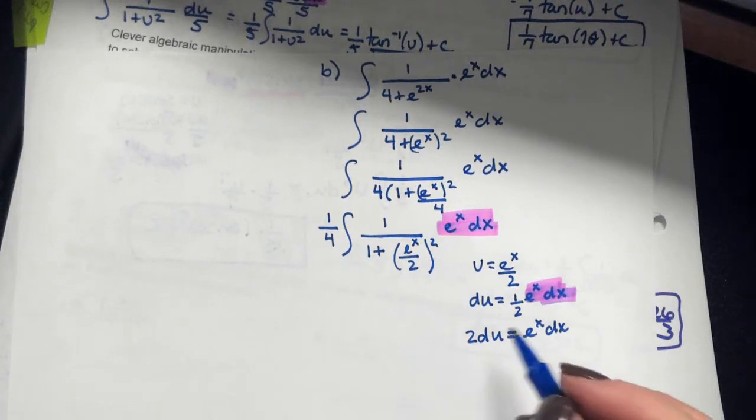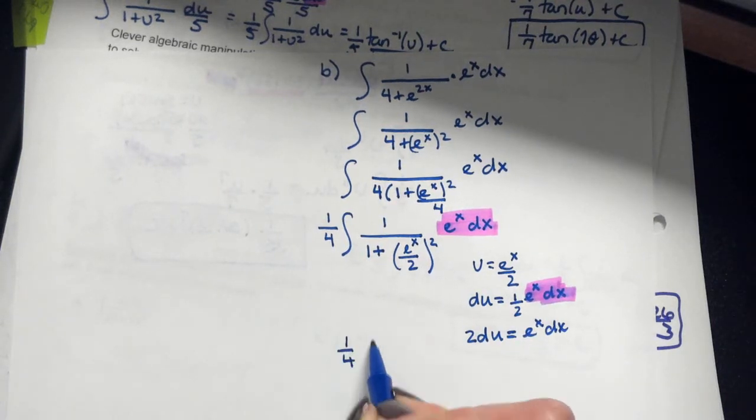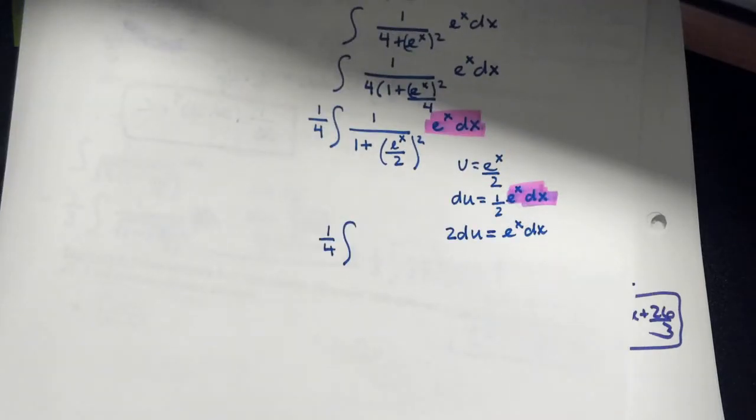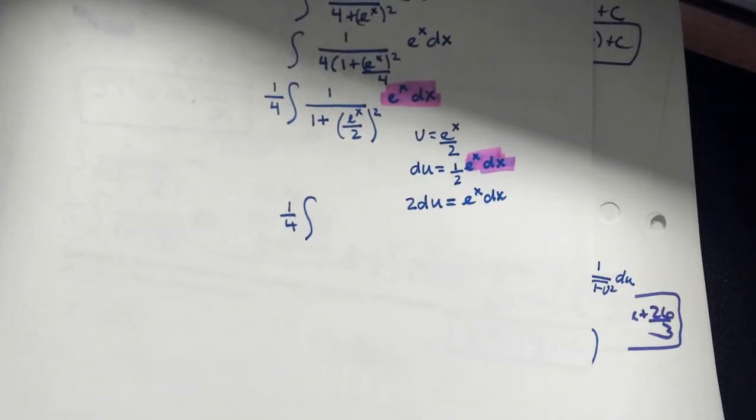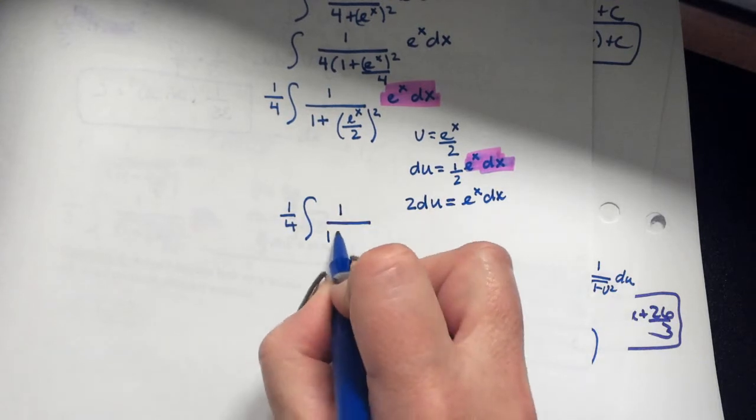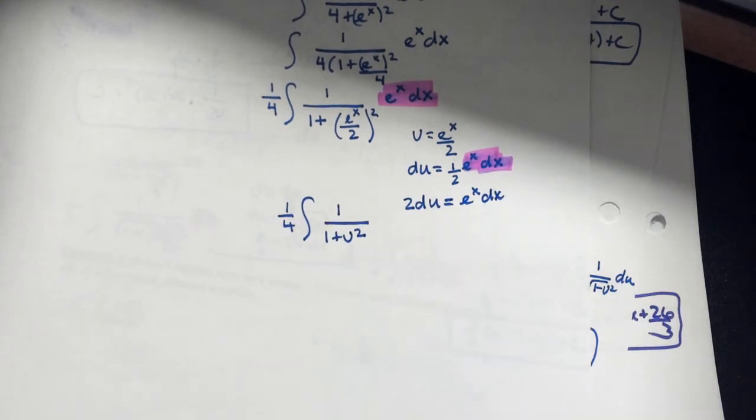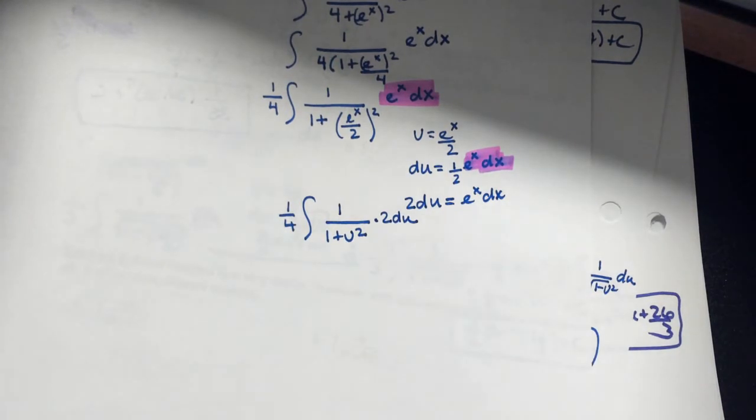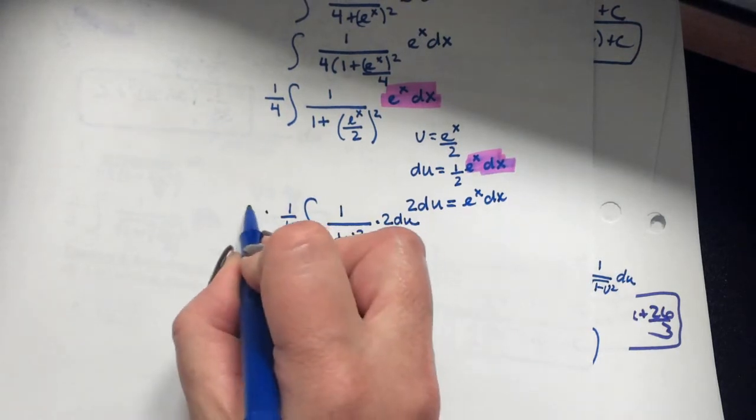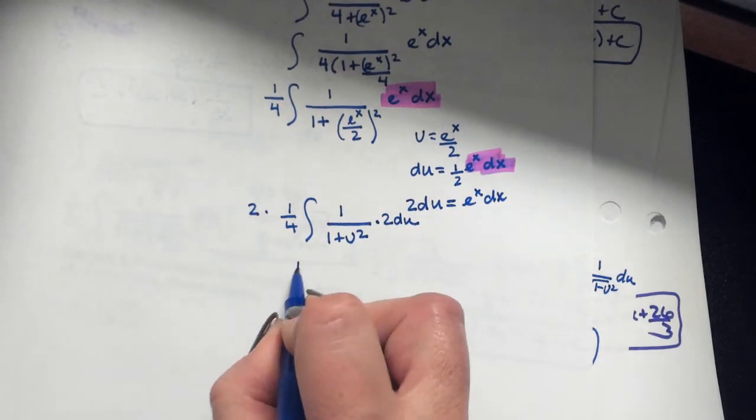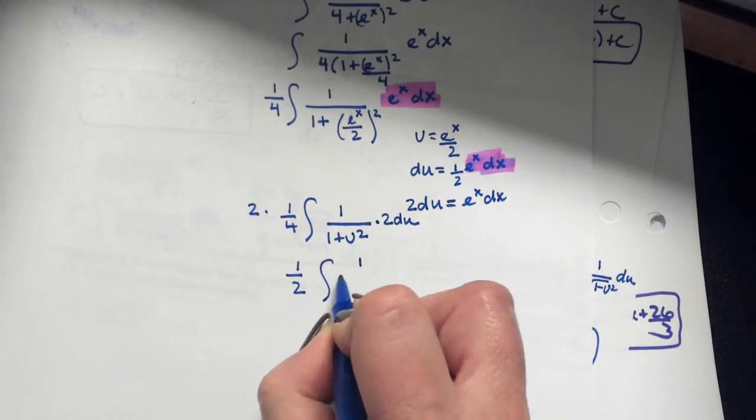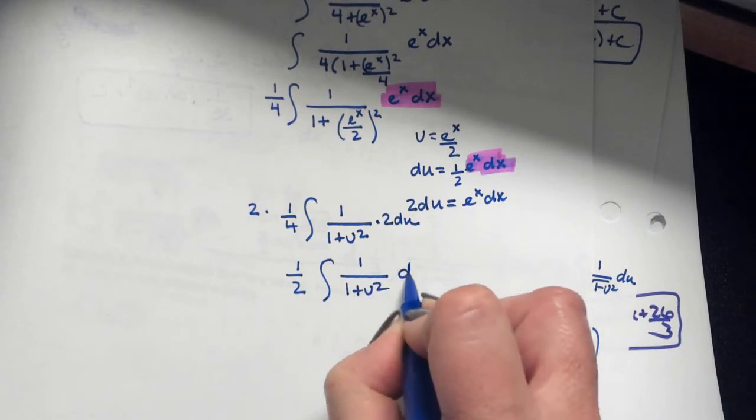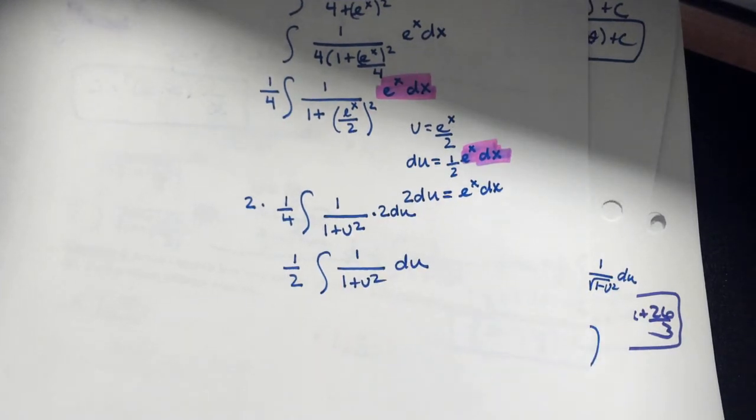So then I can rewrite my integral as 1/4 times 1 over 1 plus u squared times 2 du. So what constant now can I yank out of this integral? I can yank out a what? 2. So I can multiply the front by 2 as well. So 2 times 1/4 is going to give me 1/2 times your integral of 1 over 1 plus u squared du.